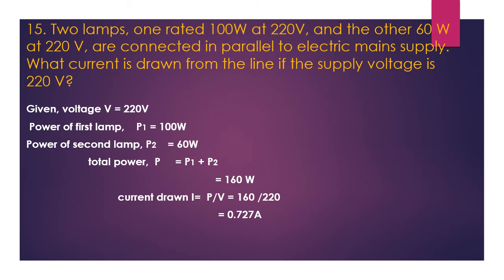But here the simple method that we have used is, the voltage is given, 220 volt. The power of the first lamp, P1, is 100 watt, and let the power of the second lamp, P2, be 60 watt. So let us find out the total power P, that is P1 plus P2, 160 watt. So current drawn, we know the equation P is equal to VI. So from that, I is equal to P by V, that is 160 by 220. So directly we'll get the answer as 0.727 ampere.